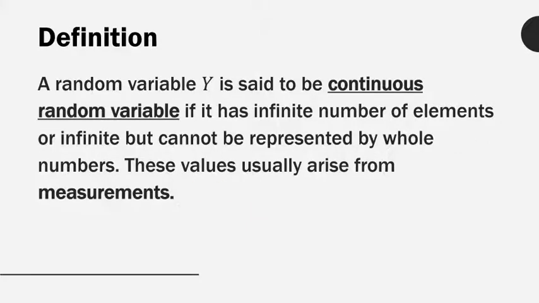For continuous random variable, a random variable Y is said to be continuous if it has an infinite number of elements, or infinite but cannot be represented by whole numbers. To make it clearer, these values usually arise from measurements. If we are to measure some values, then it is a continuous random variable.